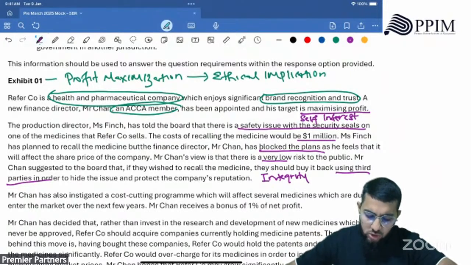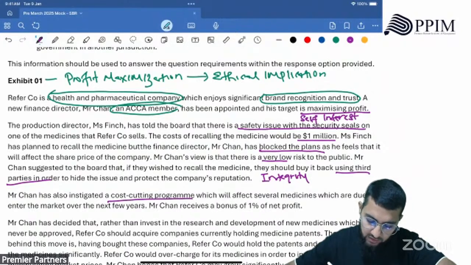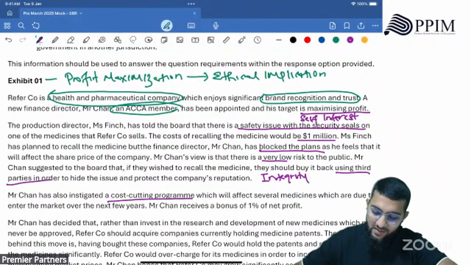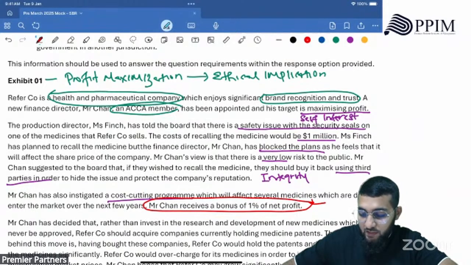Mr. Chan has also instigated a cost-cutting program which will affect several medicines which are due to enter the market over the next few years. Cost-cutting program is the next problem I see. Several medicines which are due to enter the market over the next few years. Mr. Chan receives. There we go. Very, very important. Incentive. Again, self-interest.